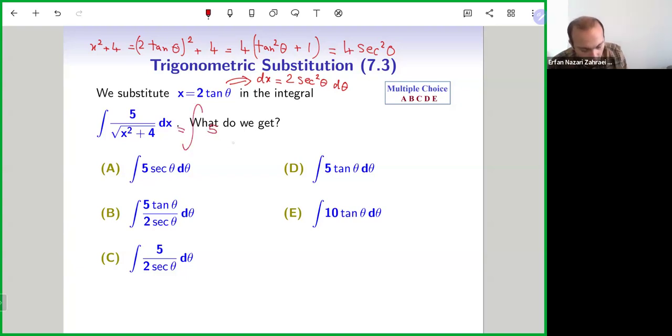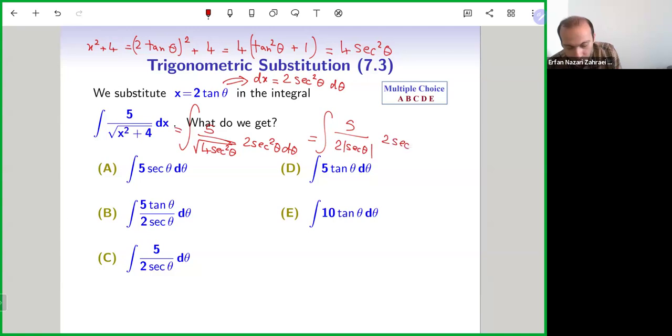It's 5 over, dx was 2 secant squared theta d theta. And in the denominator, I have the root of x squared plus 4. But x squared plus 4 after the substitution is 4 secant squared. So it's root 4 secant squared theta. So root 4 secant squared is just 2 absolute value secant theta, times 2 secant squared theta d theta. That's what we have.